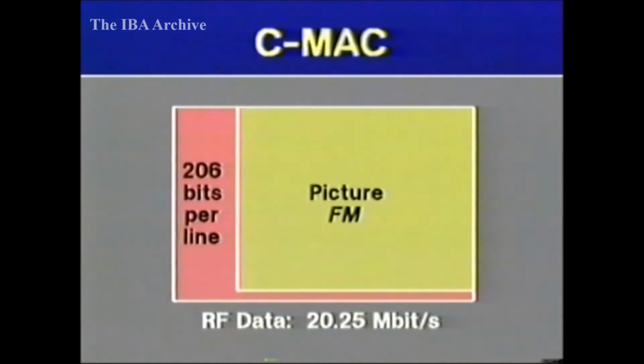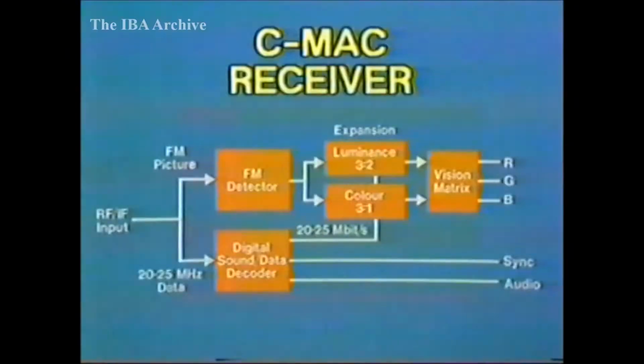An exception is line 625. This is made up entirely of the digital data and no FM. The receiver uses the data signal to generate a 20.25 megabits clock signal. This is useful as a timing reference for expanding the colour difference and luminance to recreate an RGB picture signal.